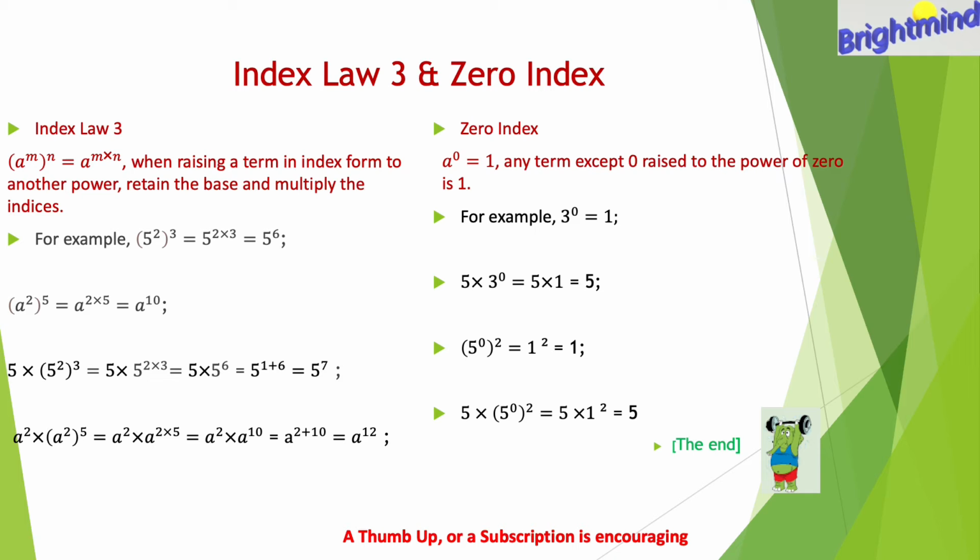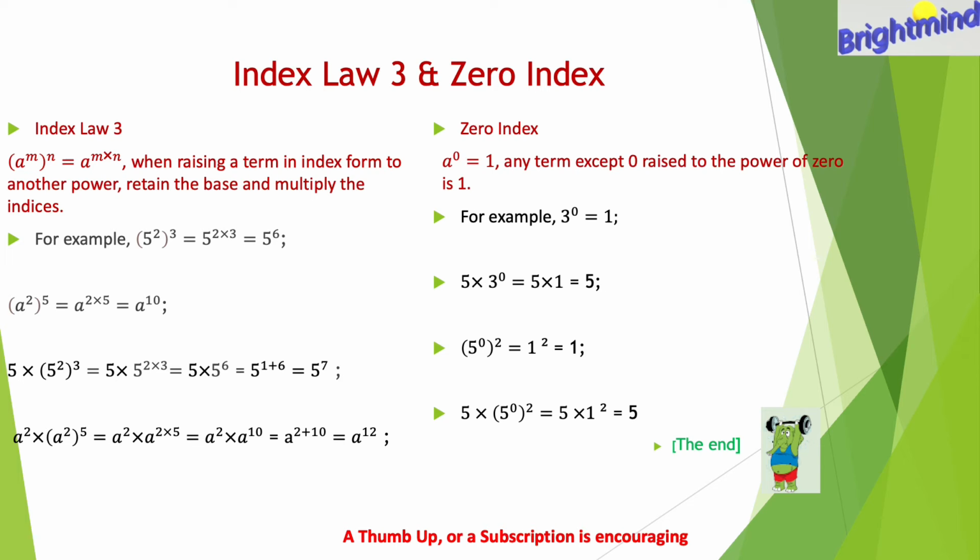Index law 3 and zero index. Index law 3: bracket a to the power of m, bracket to the power of n, equals a to the power of m multiplying n. When raising a term in index form to another power, retain the base and multiply the indices. Here we retain the base a, multiply the indices m multiplying n. So the final result is a to the power of mn.